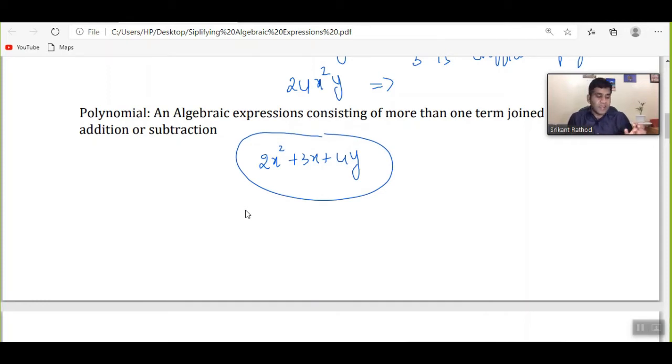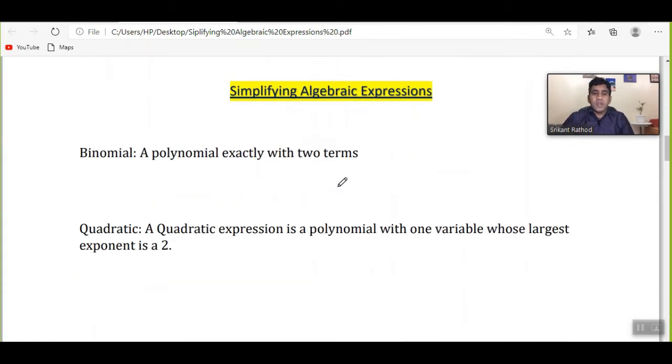So polynomial, I can say it's a general name given to algebraic expressions, like how we say boys is the general name given, but if I go with details we have different names. Same thing, a polynomial is the general name, but going into detail, depending upon how many terms that algebraic expression has, we give different names. That's like binomial, trinomial, quadrinomial, and so on. All right, a binomial, a polynomial with exactly two terms is called a binomial.